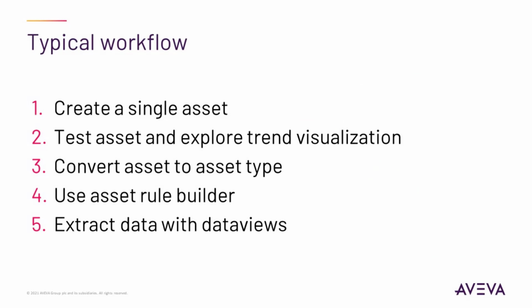In this video, we'll follow a typical workflow. First, we'll manually create an asset by mapping streams, configuring metadata and status. Next, we'll test and explore the asset through the trend visualization. Once we're happy with the asset, we'll convert it to an asset type and use the asset rule builder to mass produce similar assets. Finally, we'll look at using data views to extract the data and enable applications such as machine learning and business intelligence.